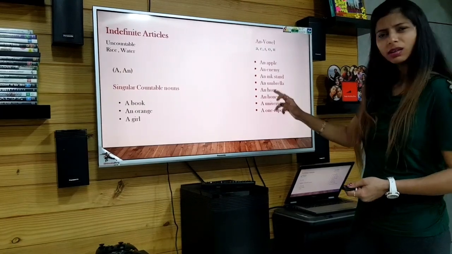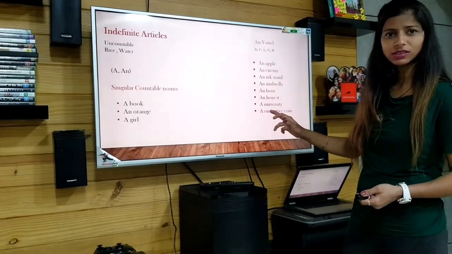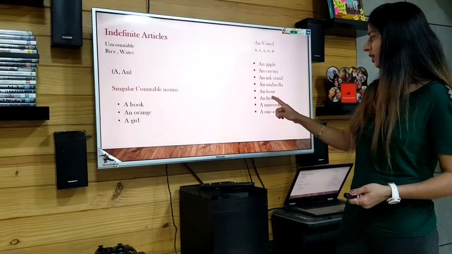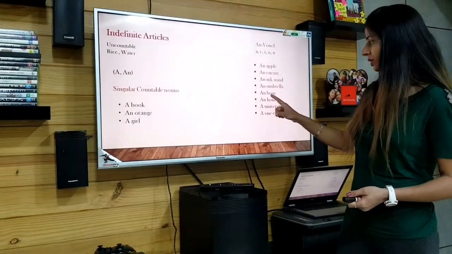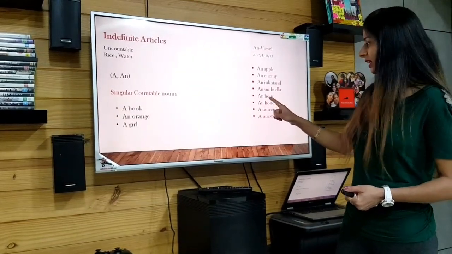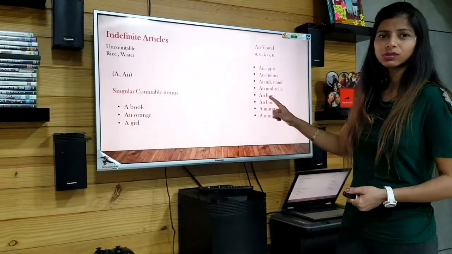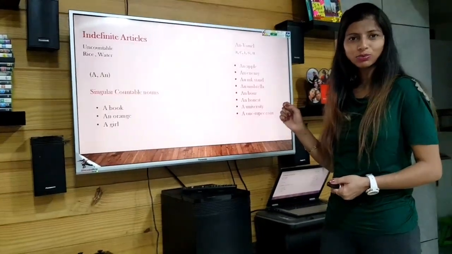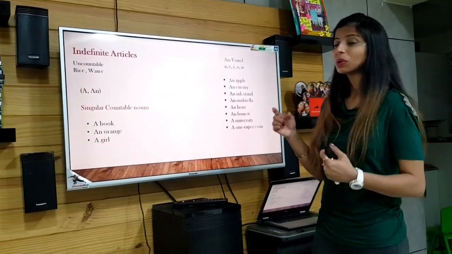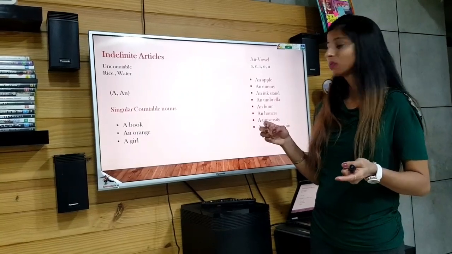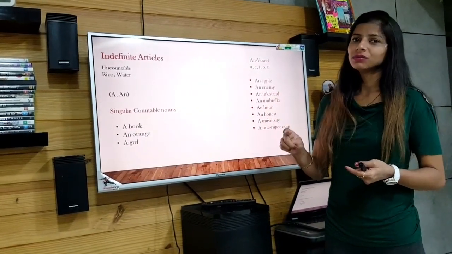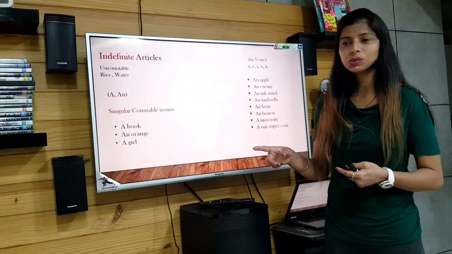Here, are you not finding some difference in these examples? Yes, there is a difference. Look at the word "honest". It is starting with H, which is a consonant, but we have used "an" before that. Why? Because I mentioned that we will be choosing "a" or "an" by finding out the sounds.